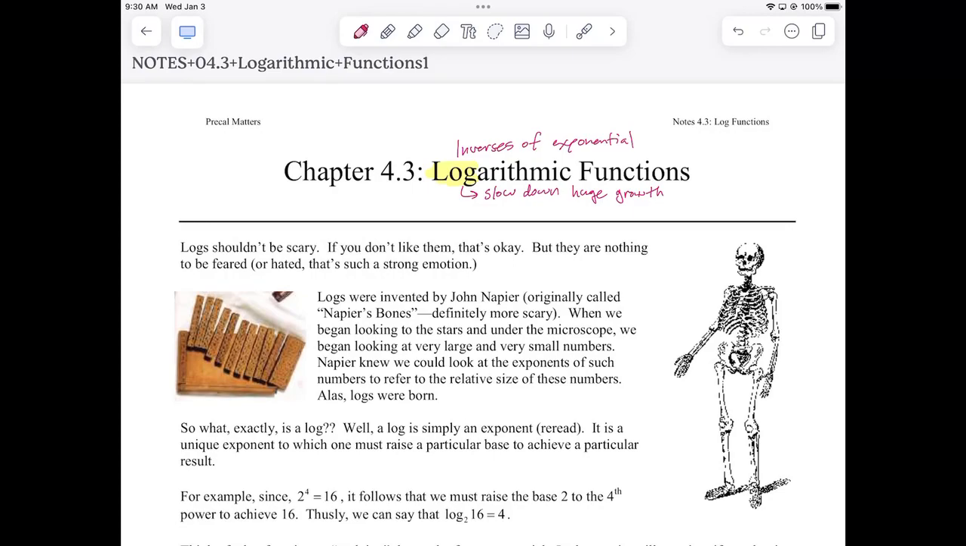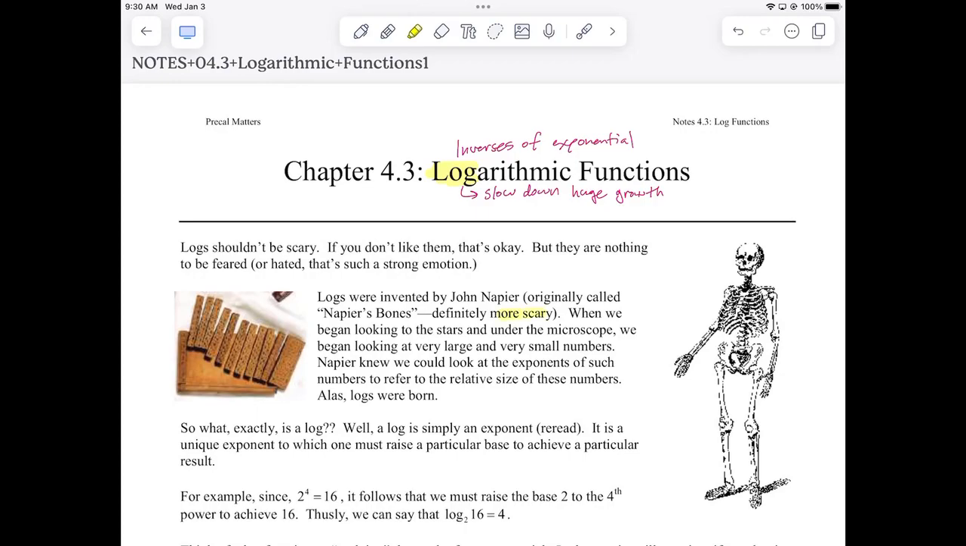Now, if you look on the right-hand side, you also have Napier's bones. That's what Napier looks like without his skin. So you got Napier's bones on the left, and you got Napier's bones on the right. Are either one of them scary? No, the answer is no. I don't want you to be scared of logs.